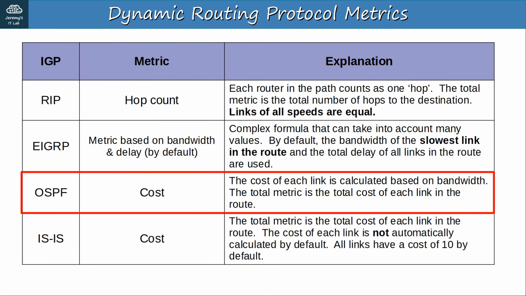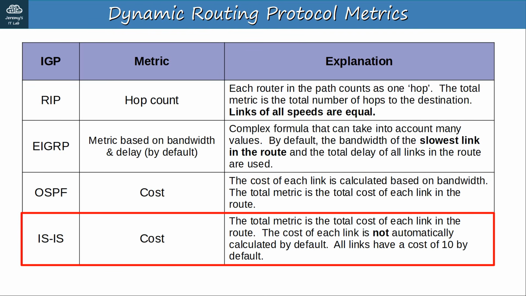Next up is OSPF. Its metric is called cost. The cost of each link is calculated based on the bandwidth, and the total bandwidth of the links in the route make up the metric of the route. This is a very simple way of calculating metric, but also clearly better than RIP's, which doesn't take into account link speed.